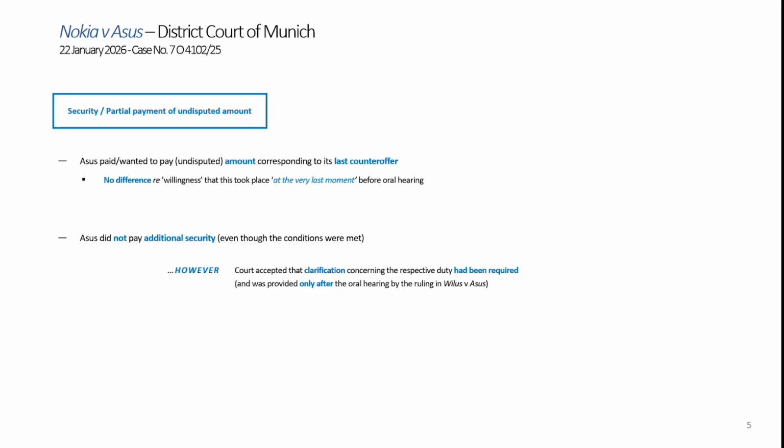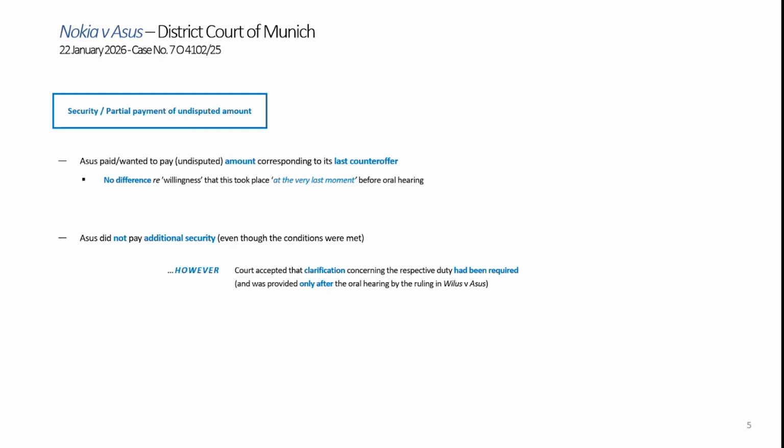There was one question here whether this had potentially been belated because Asus was willing to pay this amount or wanted to pay this amount at the very last moment before the oral hearing. But the court said this is not decisive here. It does not make any difference regarding the question of whether you would consider Asus to be willing or unwilling. So the fact that they would make this payment was sufficient. The timing was, according to the court, not so decisive here. So this was the first element that Asus had fulfilled, had complied with here.